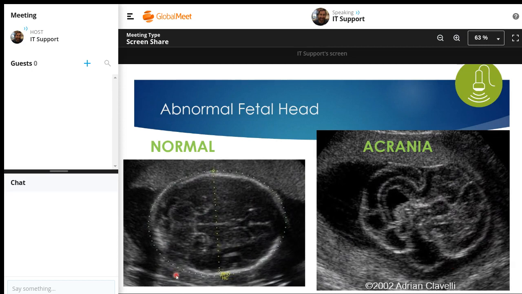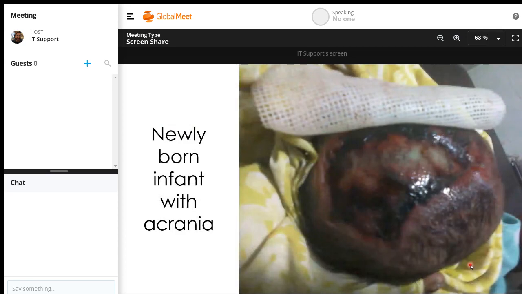And then we have a transverse view of the head. We have our nice normal head, cerebellum, thalamus, CSP, and then acrania. You can see, when I was saying that this brain tissue looks disorganized, this definitely does not look anything like this. I'm not sure which structures are where, but this is all just brain tissue. This is a newly born infant with acrania, so we can see that the brain is there, but it's just covered by a thin membrane, and we don't have that skull to keep it in place.